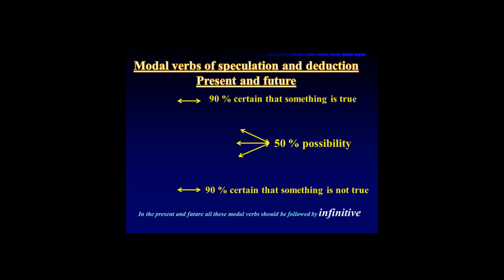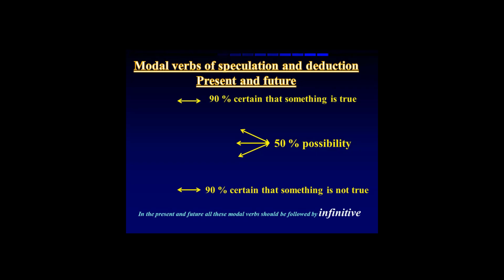Model verbs of speculation and deduction, present and future. Before we start, we should know what speculation means. Can you guess what the word speculation means? A speculation has a meaning a little bit similar to the word guessing. And deduction means using the information you have to understand a particular situation. So, today, we are going to learn how to make speculation and deduction, but in the present and the future.